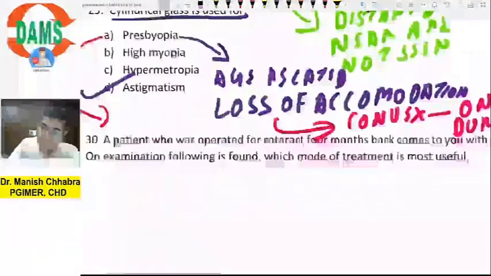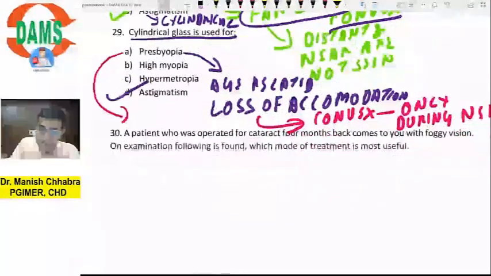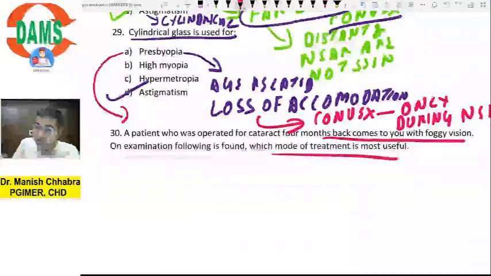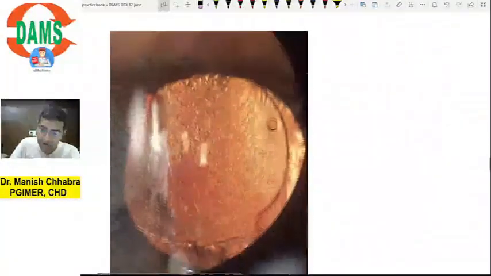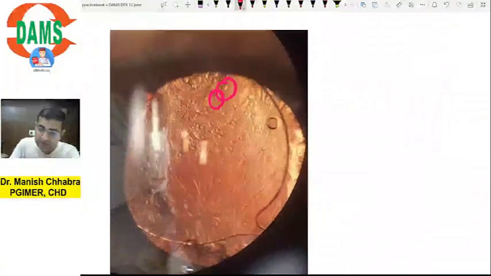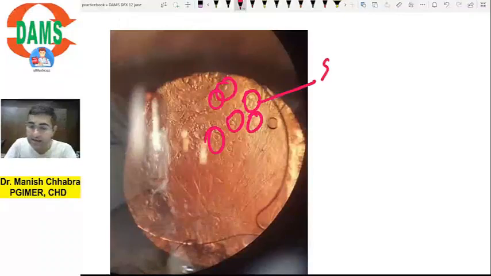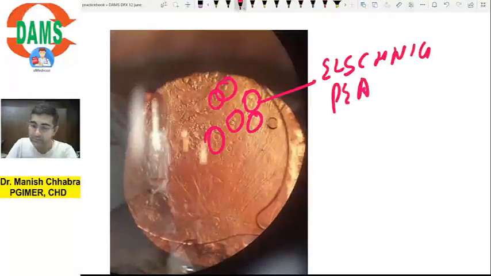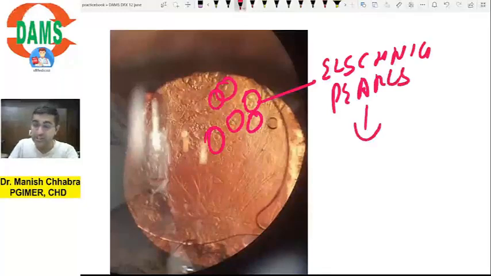Now coming on to the last question. A patient who was operated for cataract 4 months back comes to you with foggy vision. On examination the following is found. Which mode of treatment is most useful? Let's see what the patient has for us. Okay, what is this? What are these small bubble like things? These are actually what you call Elschnig pearls. So this is what we just did.